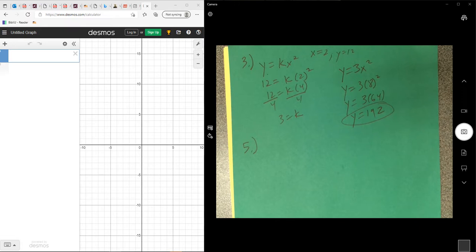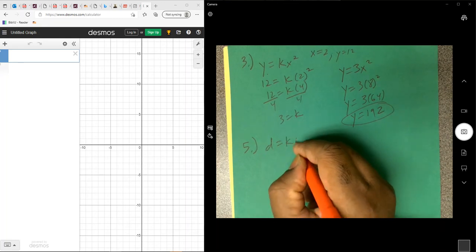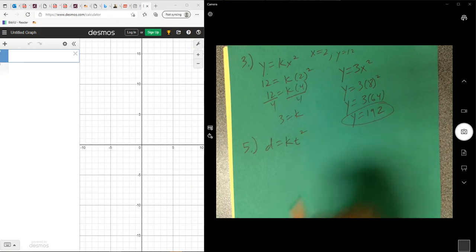Problem number 5, it says the number of meters d that a skydiver falls before her parachute opens varies directly as the square of the time, t, that she is in the air. A skydiver falls 20 meters in 2 seconds. How far would she fall in 2.5 seconds? Okay, so first thing we would do, we had d is equal to k, and then instead of x, we have t in its place.